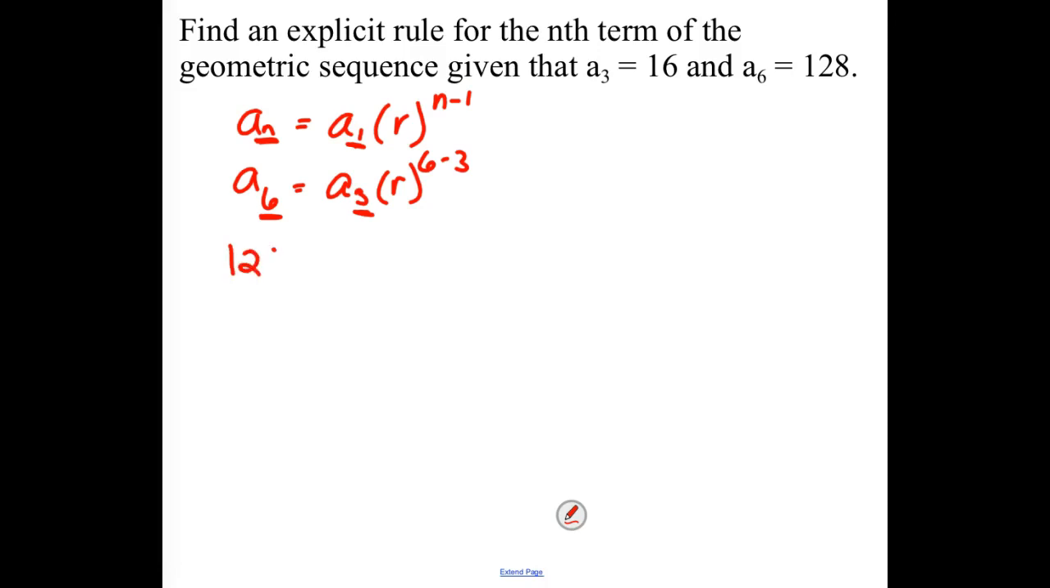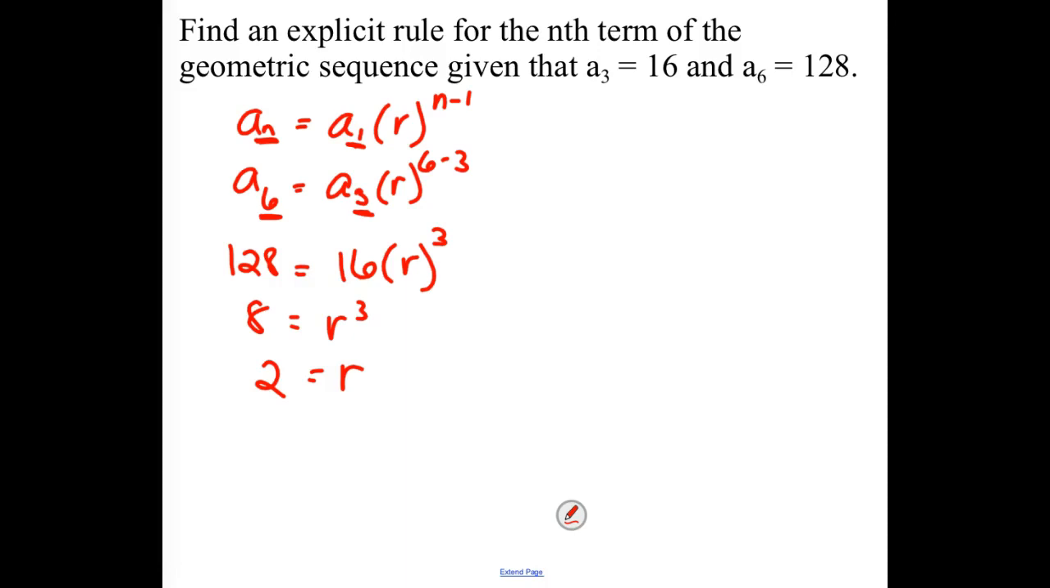Plugging in, we know the sixth term is 128 and the third term is 16. And we know we have 3 jumps. What would we do? Okay, what's 128 divided by 16? 8. 8 equals r cubed. So r would have to be 2, cube rooting them both. Okay, so we've got our r value.